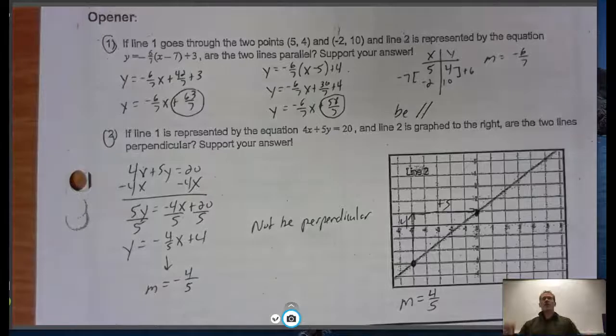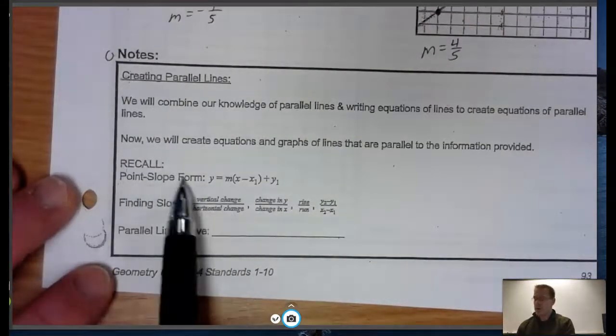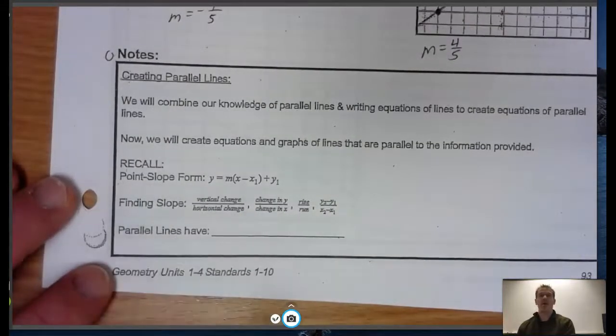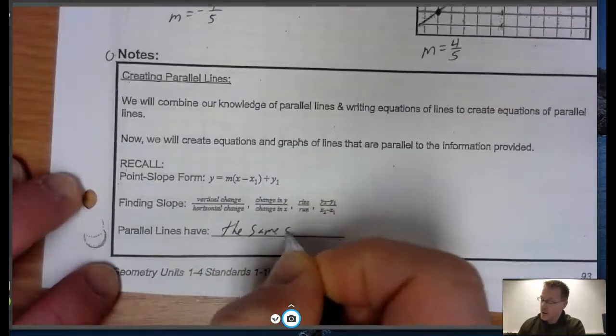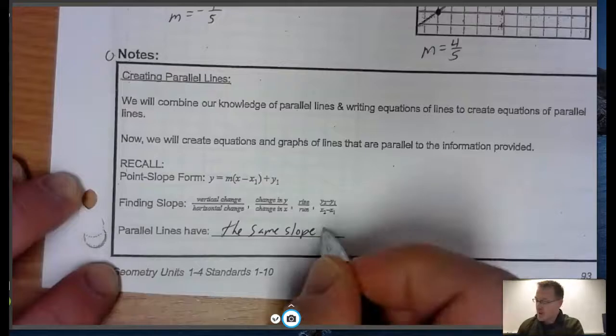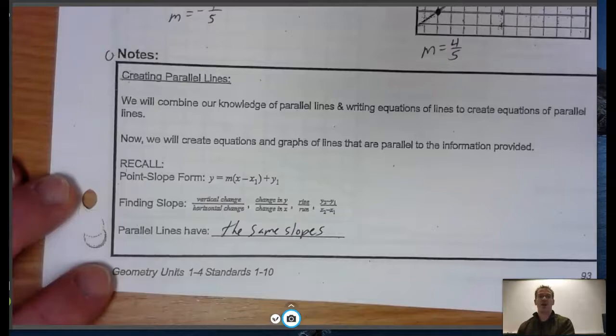Hopefully we have the idea of parallel and perpendicular in mind. Parallel lines have to have the same slope and different y-intercepts. Perpendicular lines have to have opposite and reciprocal slopes. If we think about our notes down here, we know our point-slope form, we know how to find slope, and we know that parallel lines have the same, or equal, slopes. We're going to take all of this information and use it to write equations of parallel lines.